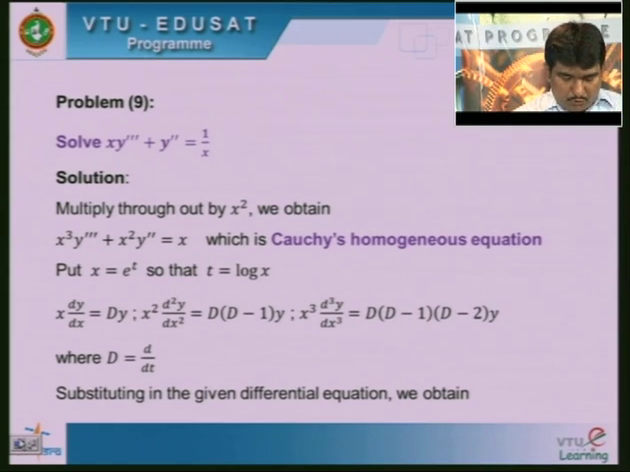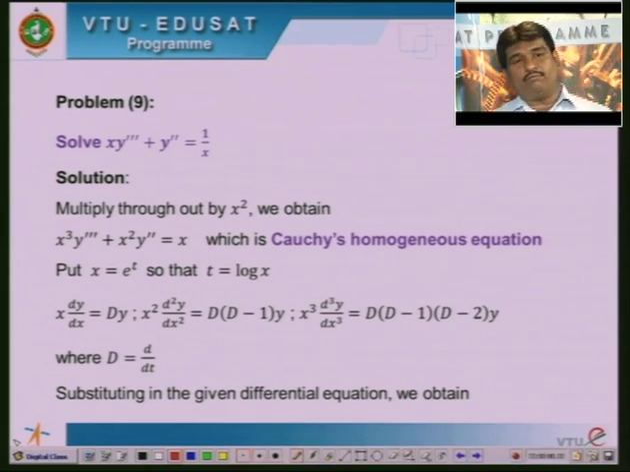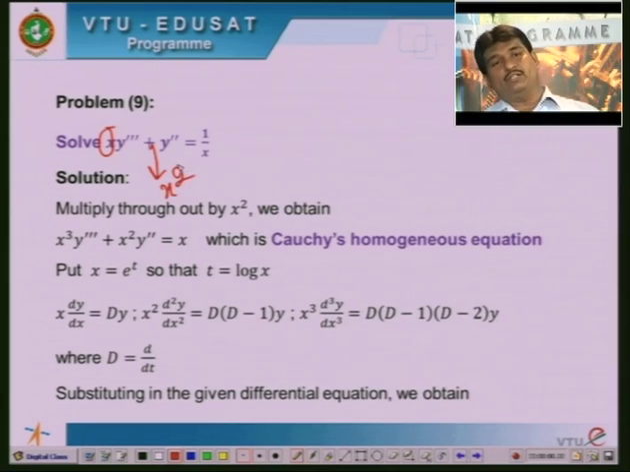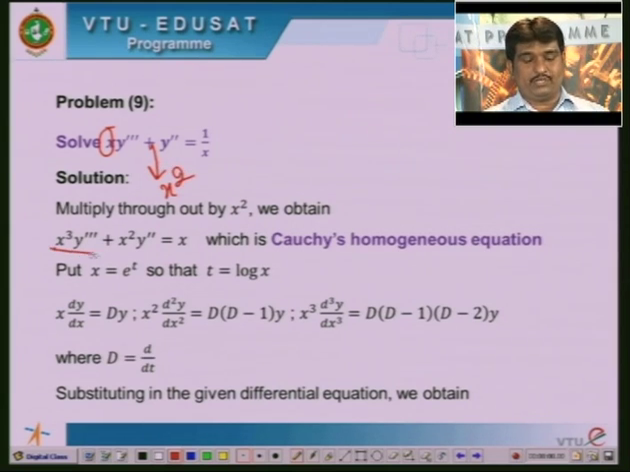This is not Cauchy's differential equation. It's not in that form, but it can be converted to Cauchy's differential equation. We want the coefficient of y triple dash to be x cube and the coefficient of y double dash to be x square. So it's easy. If I multiply throughout by x square, I get x cube into y triple dash plus x square into y double dash equals x, which is Cauchy's homogeneous linear equation.